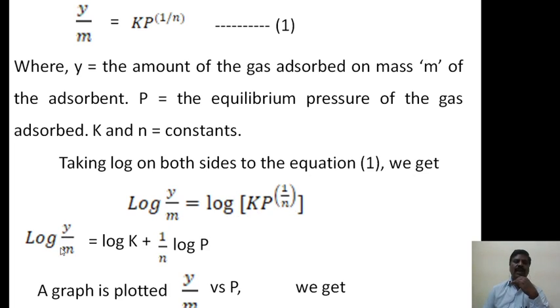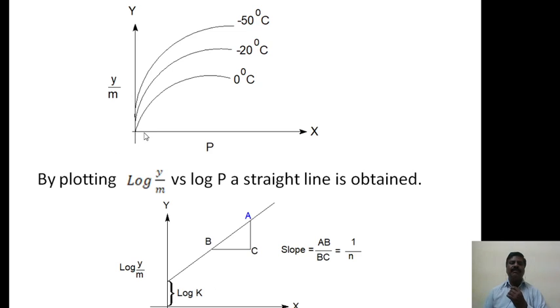Expanding, since this is a product of two terms, I can write log(y/m) = log k + log p^(1/n). Again, we get log(y/m) = log k + (1/n) log p. If a graph is plotted of y/m against pressure at a particular temperature, it is called an isotherm. An isotherm is a graph of y/m against pressure at a constant temperature.